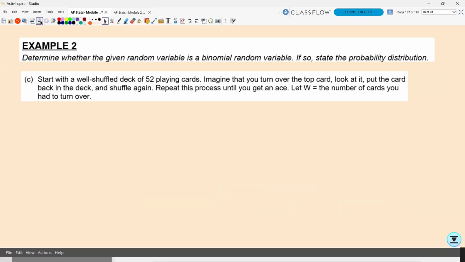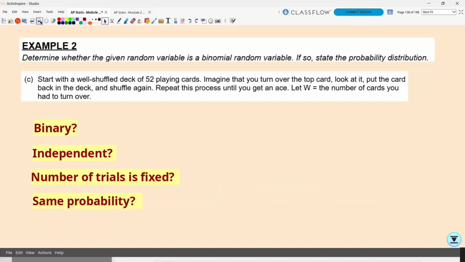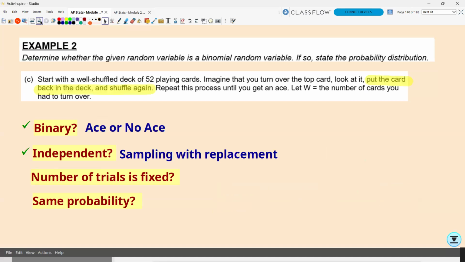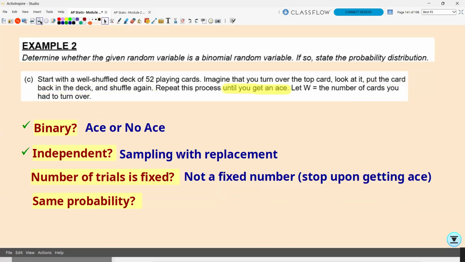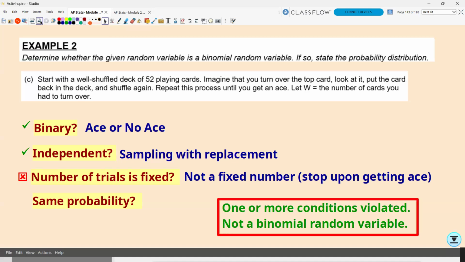Part C. Start with a well-shuffled deck of 52 playing cards. Imagine that you turn over the top card, look at it, put the card back in the deck, and shuffle one more time. Repeat the process until you get an ace. Let W equal the number of cards you had to turn over. Let's check our bins. Is it binary? Yes. Is it independent? In this case, yes. We're sampling with replacement. We're going to put the card back in the deck and shuffle. Do we have a fixed number of trials? We repeat the process until you get an ace. That is not a fixed number. So that is not a binomial. It fails one of the conditions.